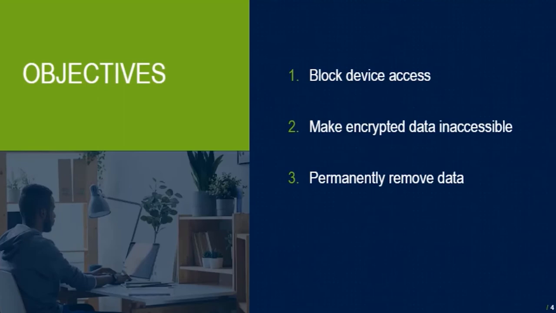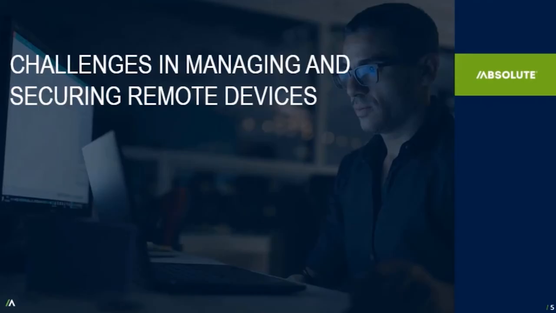Here are the webinar objectives that we'd like to address. We'll start by talking about the ways that you can remotely block access to a device. Then we'll pivot to talking about data and review how you can make encrypted data unrecoverable. We'll then close out with talking about how you can permanently remove data off a device should the need arise. And we'll conclude our time with everyone by answering questions you may have submitted to us about topics discussed throughout our presentation today.